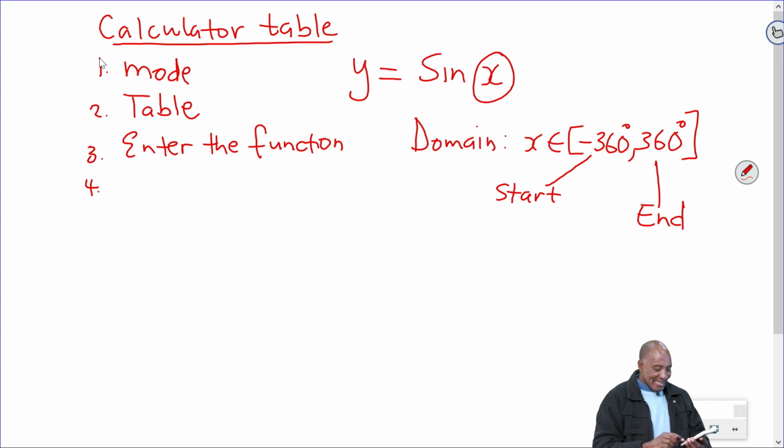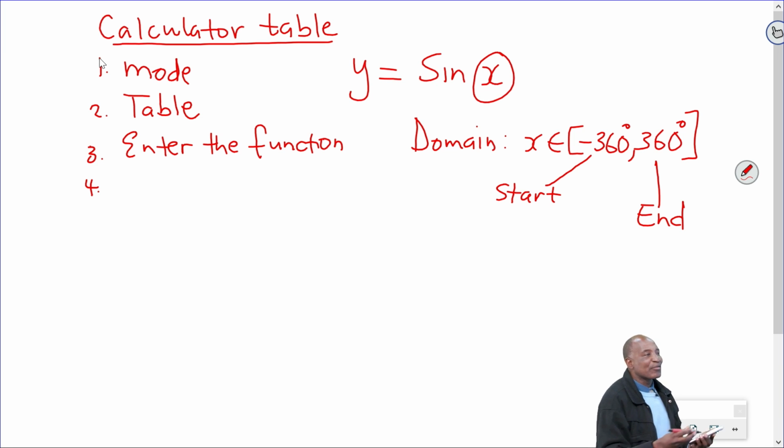I'm going to press negative 360 degrees, which is my starting point. Then you say enter. Your enter is your equal sign. You just press your equal sign. It will take you to the next step. The next step says, what is the step? Remember, you have to space out your angles from negative 360 degrees to 360 degrees. So what is your step? How are you going to space out those angles?